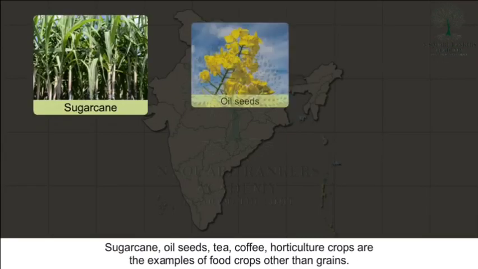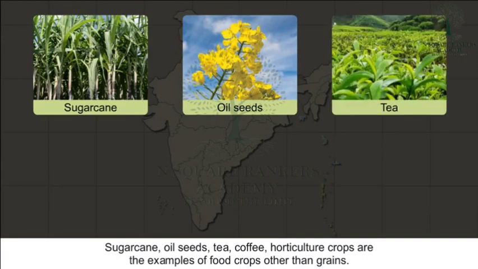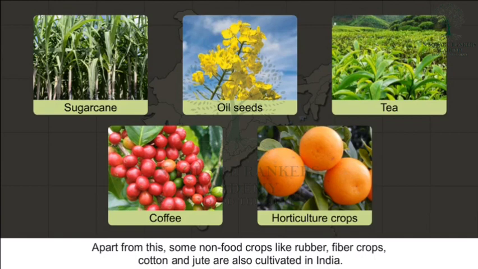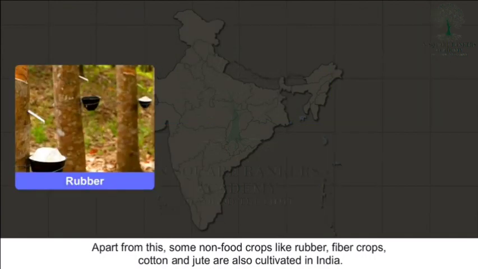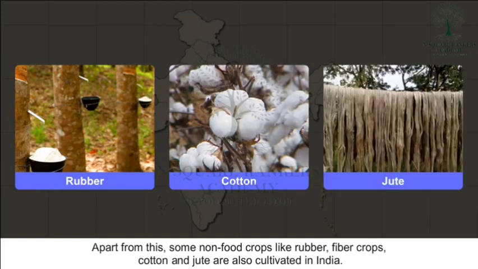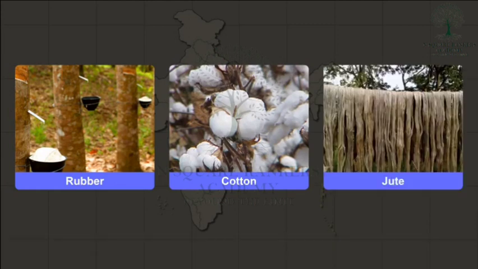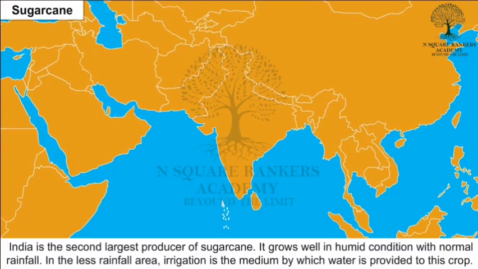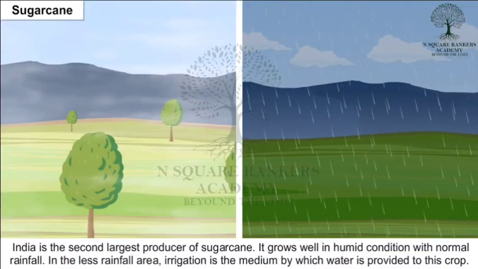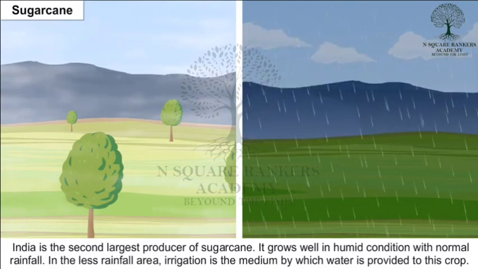Sugarcane, oilseeds, tea, coffee, horticulture crops are examples of food crops other than grains. Apart from this, some non-food crops like rubber, fiber crops, cotton and jute are also cultivated in India. Let us know about them one by one. Sugarcane. India is the second largest producer of sugarcane. It grows well in humid conditions with normal rainfall.